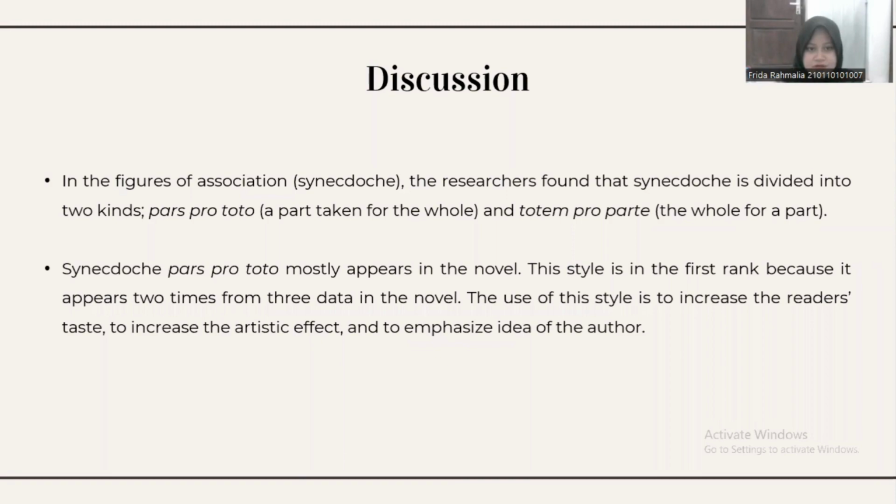In the figures of association, the researchers found that synecdoche is divided into two kinds, which are pars pro toto and totum pro parte. Synecdoche pars pro toto mostly appears in the novel. This style is in the first rank because it appears two times from three data in the novel. The use of this style is to increase the reader's taste, increase the artistic effect, and emphasize the idea of the author.